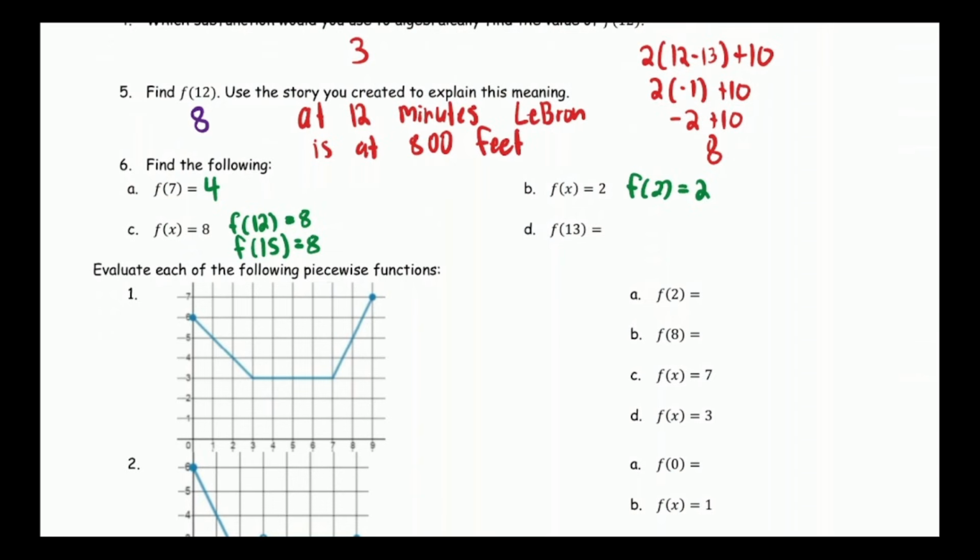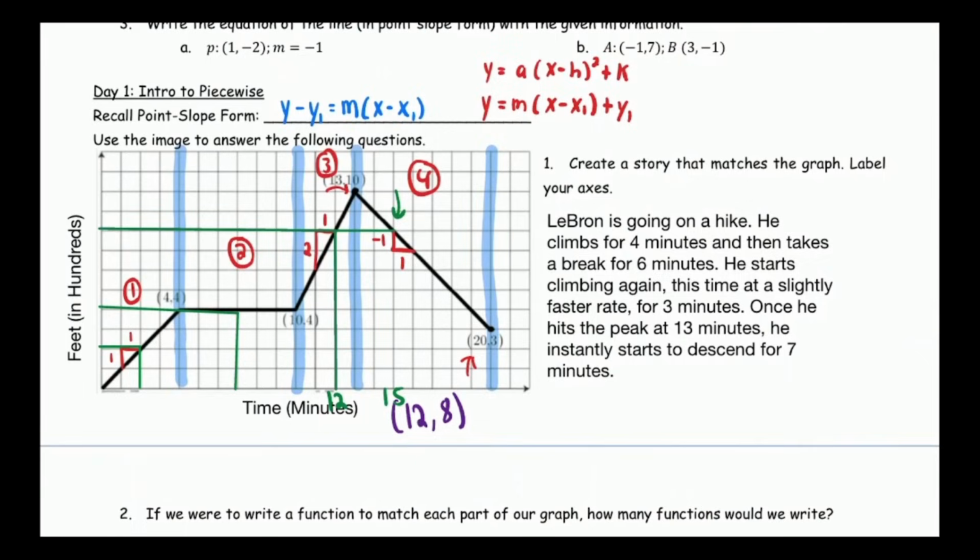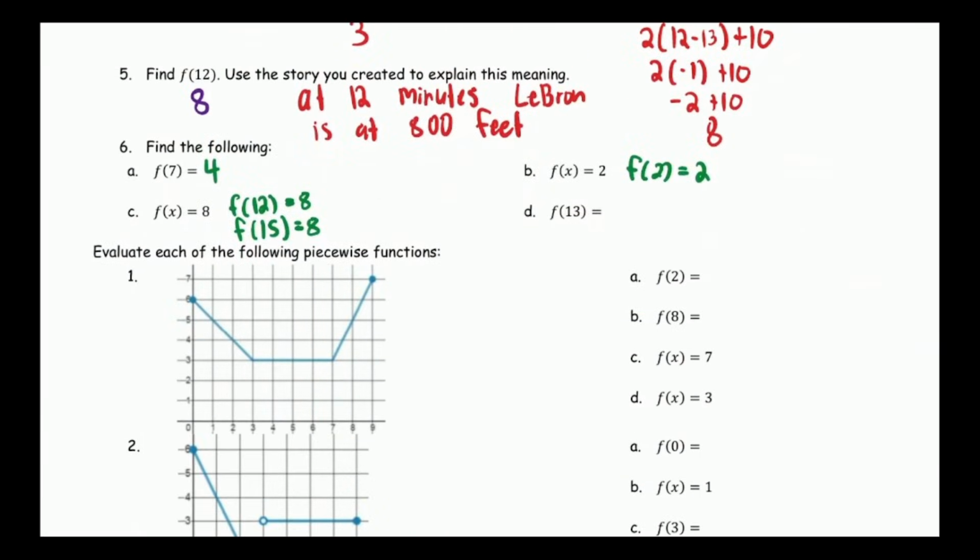And then the last one, find f of 13. Go where x is equal to 13. That's conveniently one of the points that we have given to us here. And that is going to be y is equal to 10. So f of 13 is equal to 10.